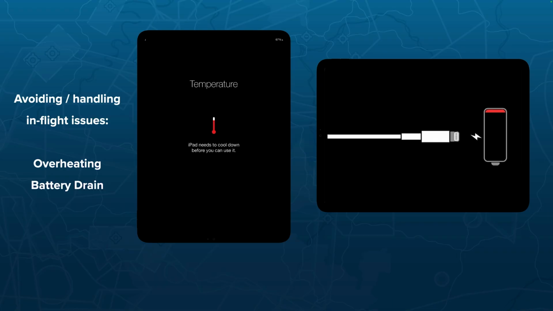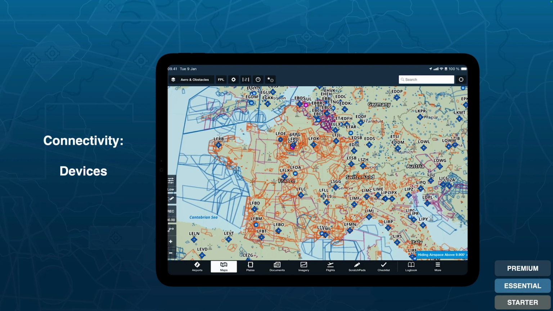Make sure you keep your iPad cool when using it. So try to protect it from too much sun in the cockpit, and also make sure it's not running out of battery power. Select a built-in USB port, which is the best solution, or a power pack to keep your battery charged.